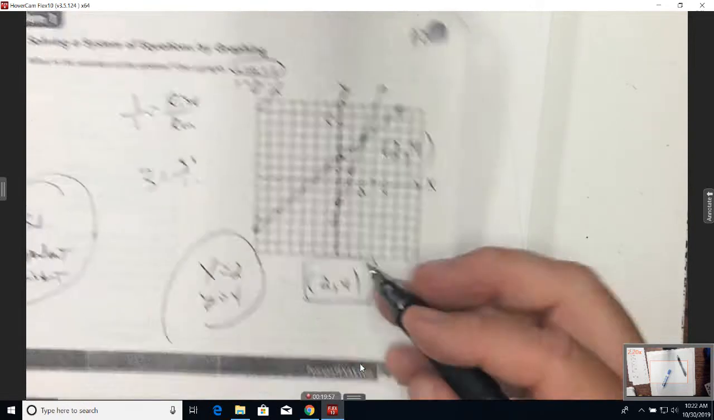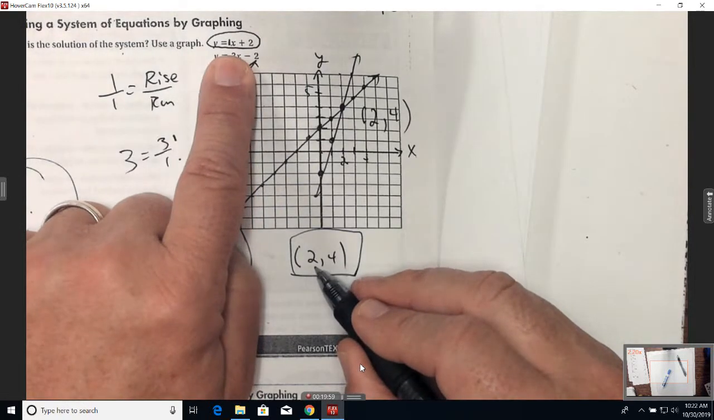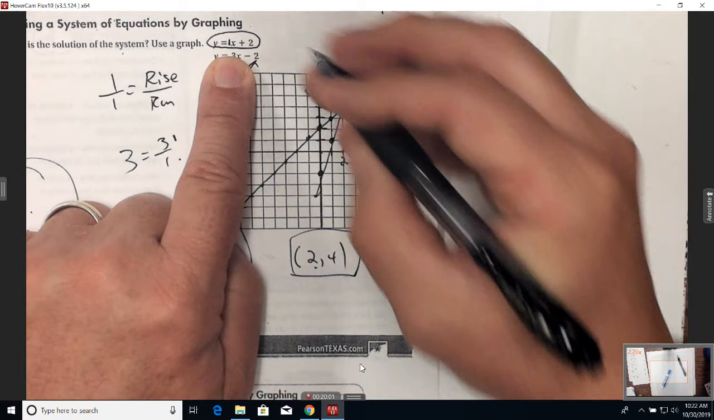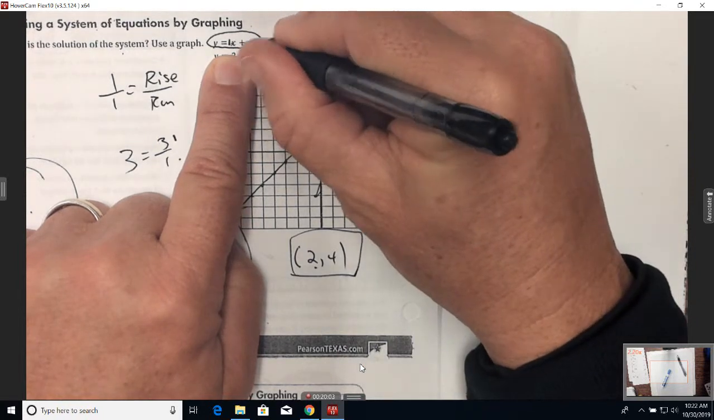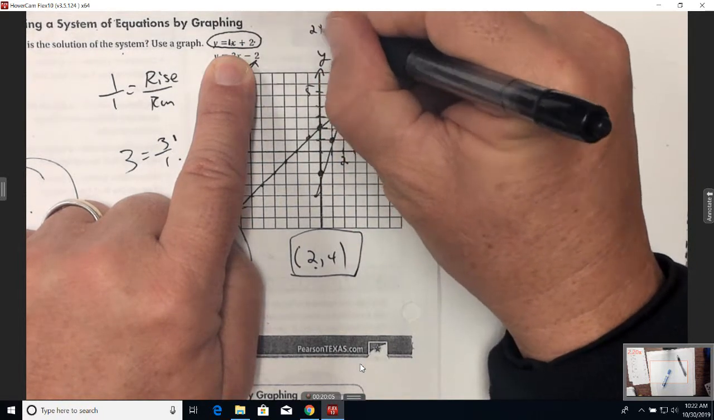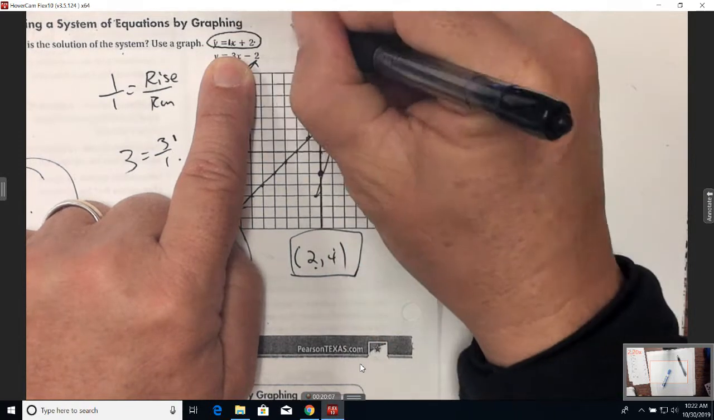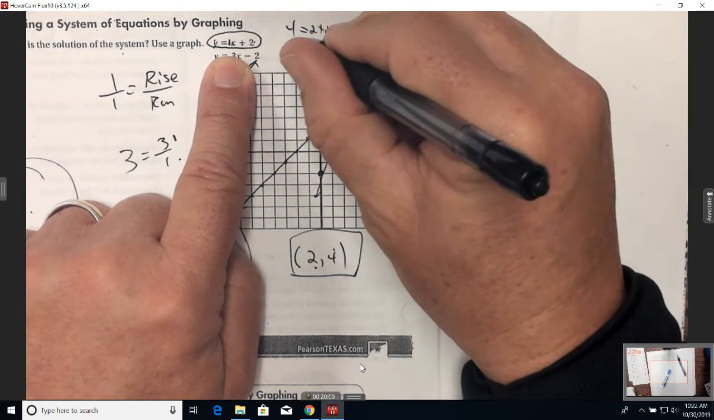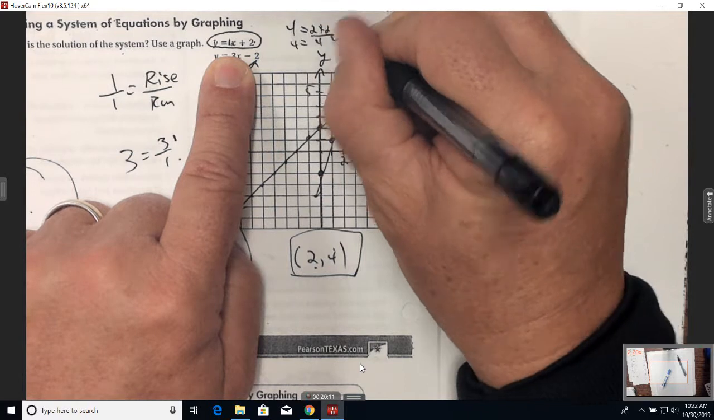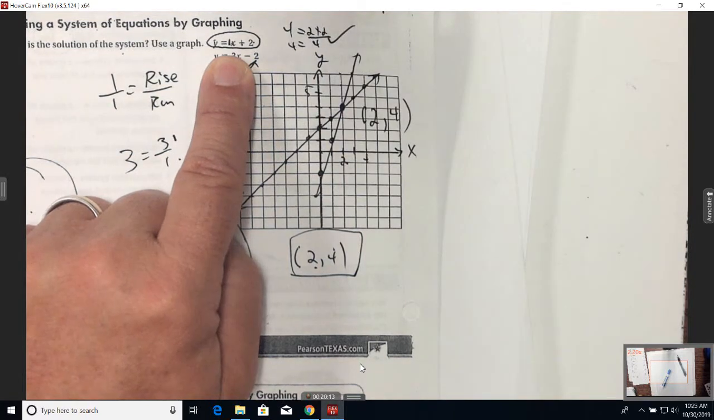Here's how to check it to make sure it's right. If x is 2, plug that in there. x is 2, so 2 plus 2 is equal to y. What's y? 4. Isn't 4 equal to 2 plus 2, which is 4? Yes. You see how it makes the first equation true? Everybody understand how it makes the first equation true?